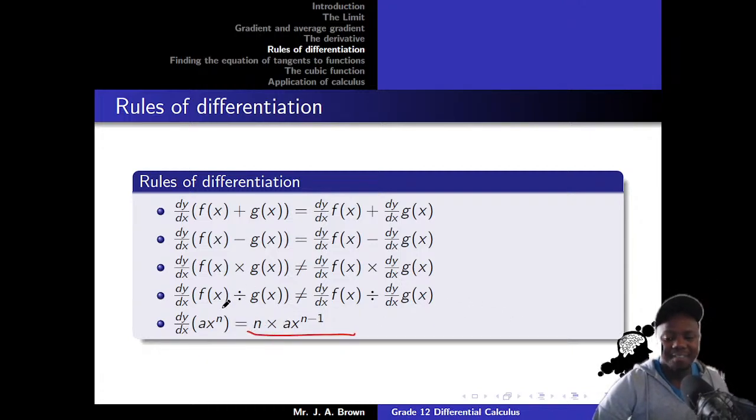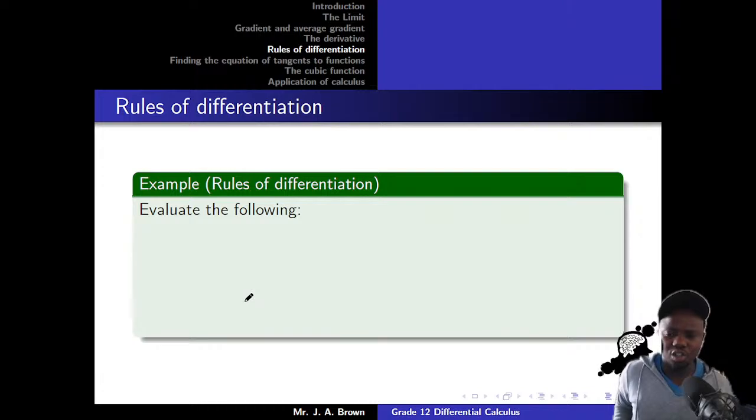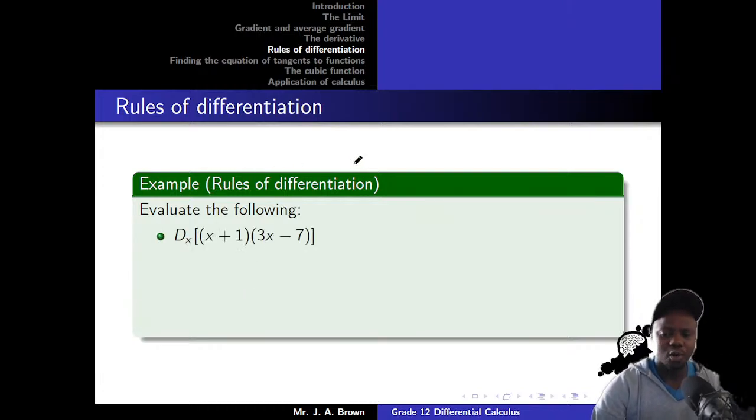We multiply the exponent by the coefficient, then subtract 1 from the exponent. But if the question says using the first principles, make sure that you use the first principles. Only after, in the next set of questions, would you then use the shortcut that I've shown you just now. Let us look at some questions. So the question says evaluate the following.